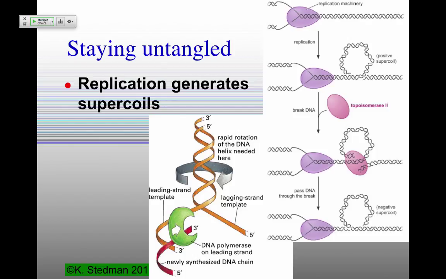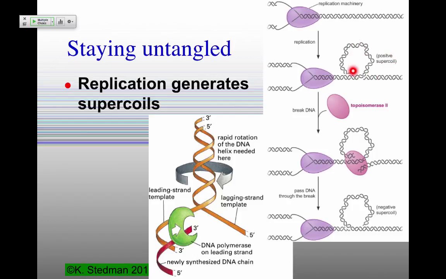So how do you deal with that? Topoisomerases. So the topoisomerase basically gets rid of these extra loops. So this is just an example up here. Here's our replication machinery. Basically, again, this is the helicase generating what people call supercoils.